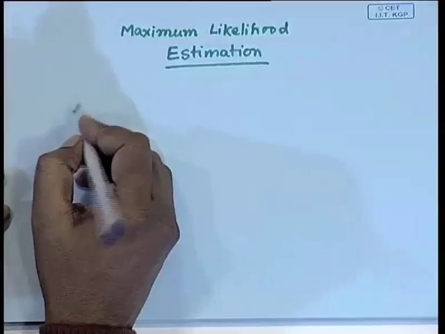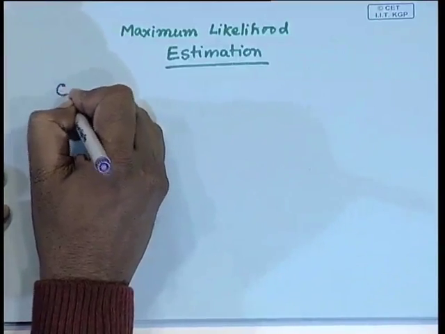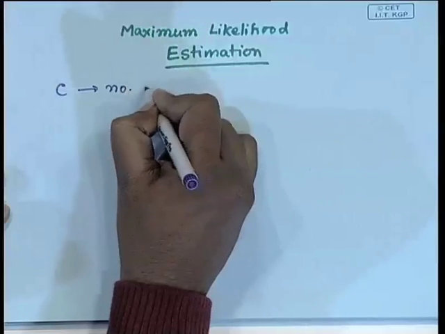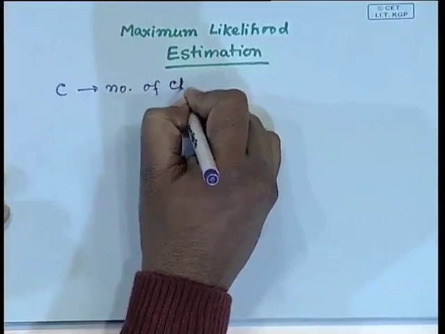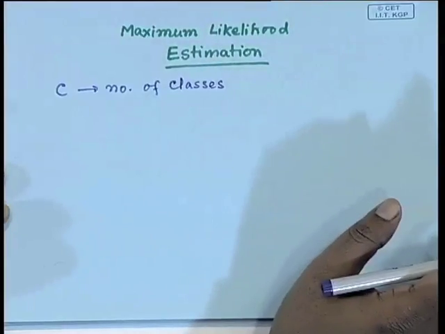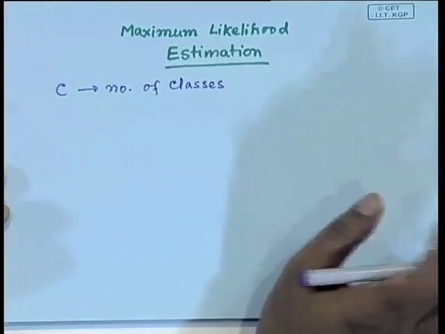The problem is something like this. Suppose we have c number of classes, and we are assuming that the kind of learning we are going to employ is supervised learning. That means, for each of the classes we have a set of samples for which I know to which class the set of samples belongs.